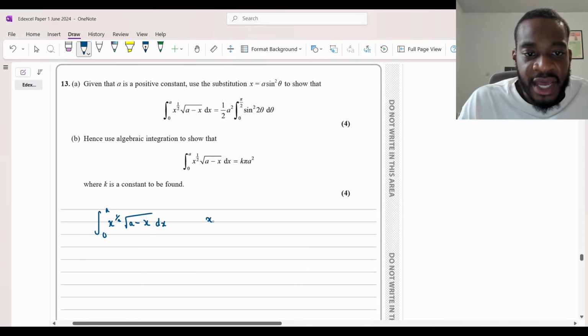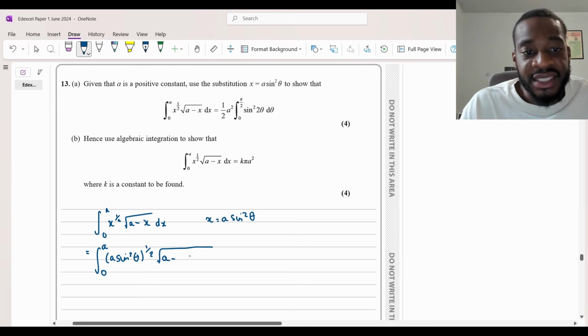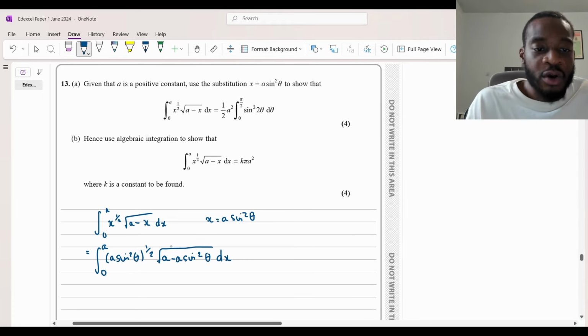So if I plug in x equals a sine squared theta, then I'll get the integral between 0 and a of a sine squared theta to the half, and then root a minus x, which is a sine squared theta, isn't it? So I'd get that, and then dx. Okay, so I'm here right now. Remember, we're trying to get everything in terms of theta. We're off to a good start. What can we do from here?